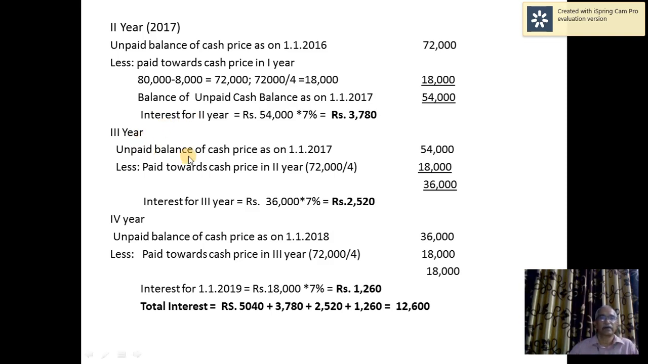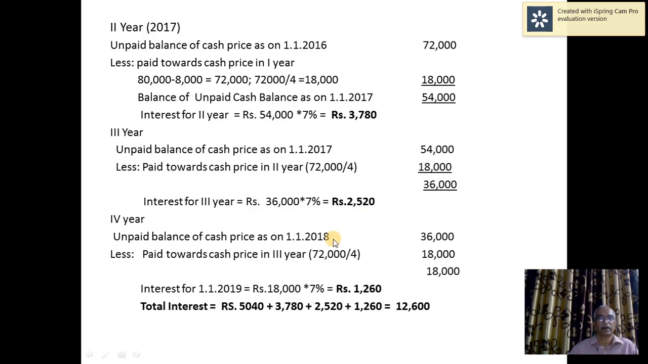We come to third year, unpaid balance of cash price as on 1/1/2017, 54,000. And you reduce it by the cash price paid in second installment, that is 18,000. So what you get is 36,000. This is the balance as on 1/1/2017, and therefore interest on that is calculated. So 2,520 is the interest.